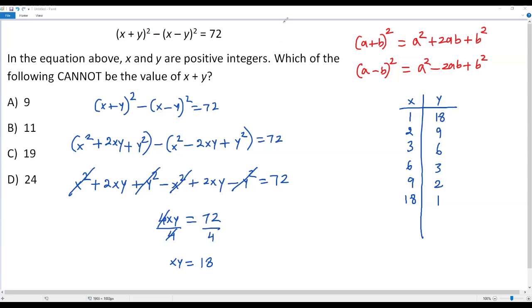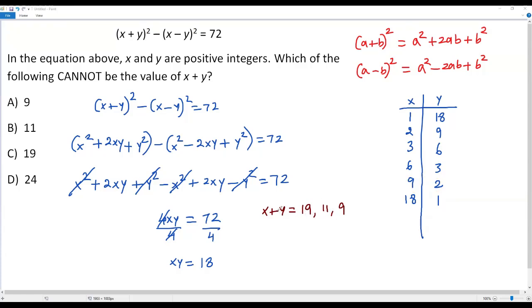Okay, now what we can do is get the value of x + y from these 6 pairs. Here, x + y equals, for the first pair, x equal to 1 and y equal to 18, 1 + 18 is 19. When I consider the second pair, 2 + 9, I am getting 11. When I consider the third pair, 3 + 6 is 9. For the fourth, fifth and sixth pairs, the same values will be repeated. That is, 6 + 3 is 9, which we have already considered. Also, 9 + 2 is 11, that is taken out here. 18 + 1 is 19.